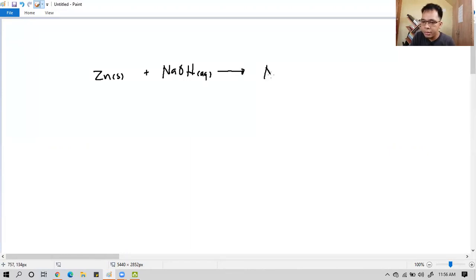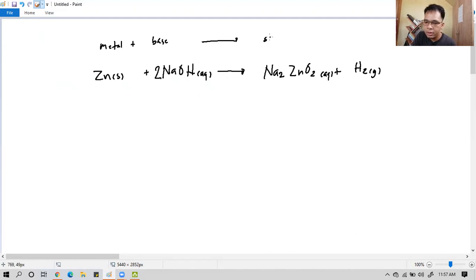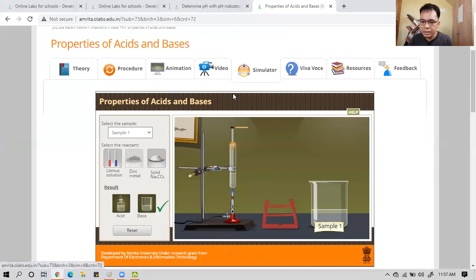So, what will happen here is it will produce sodium zincate aqueous solution, plus the zinc generates hydrogen gas for our base. That is what happens in the reaction here. The point here is, we have metal plus base equals salt plus gas, or specifically, hydrogen as the gas it generates. That includes a base. Okay? So that's the reaction here.